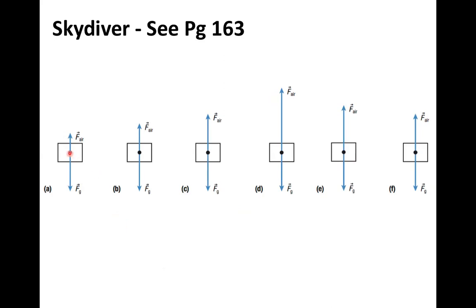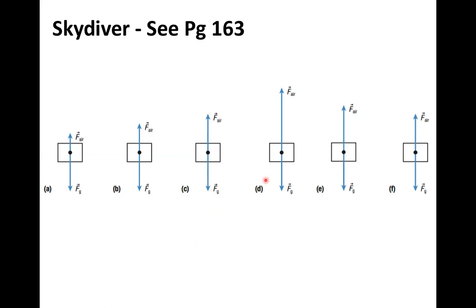At A, the skydiver starts falling, there's acceleration. As the person speeds up, there's more air resistance. So air resistance grows until they reach terminal velocity at C. So the person is falling, still moving downwards very quickly, but at a terminal velocity. They don't accelerate any longer.